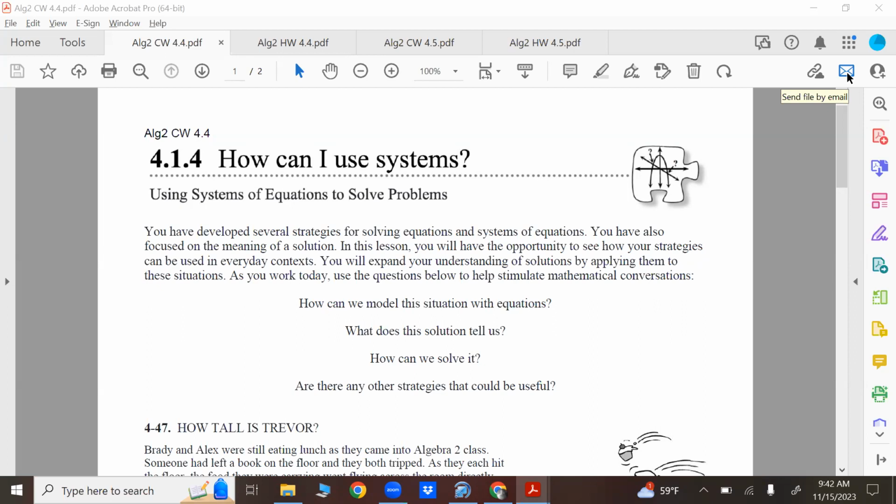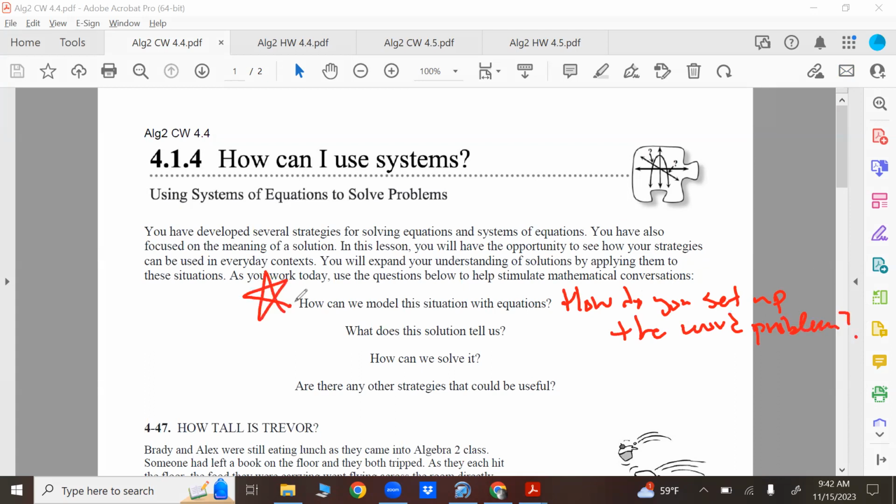How can we model the situation with equations? So let me explain what these questions mean in more layman's terms for you guys. How can we model the situation with equations? Basically, how do you set up the word problem? That's probably the biggest challenge. That's why students usually struggle and don't like word problems, because they don't know how to set it up.